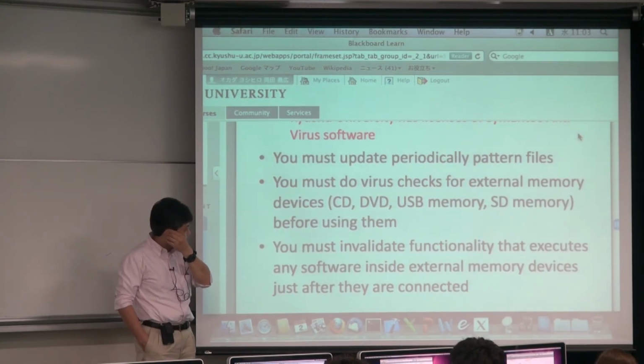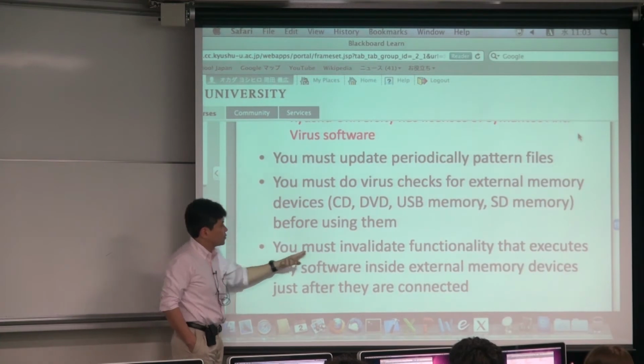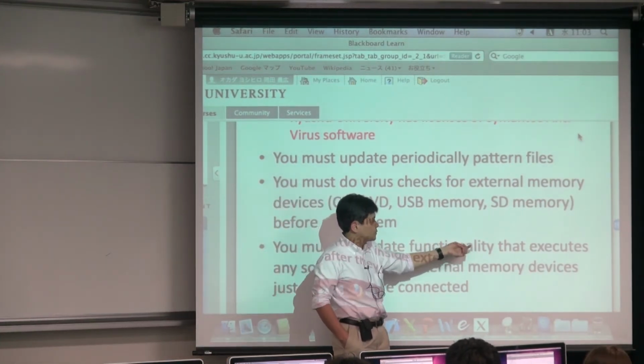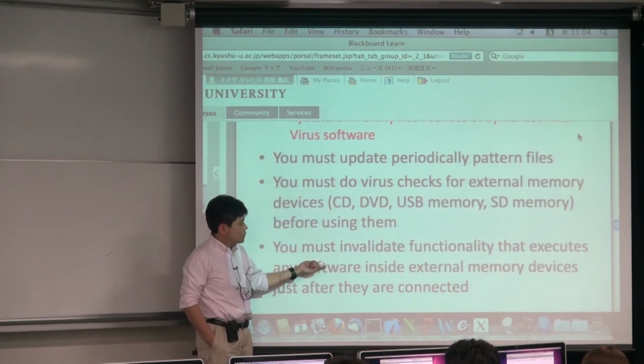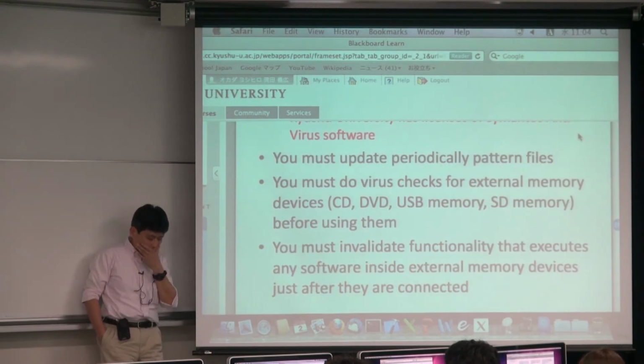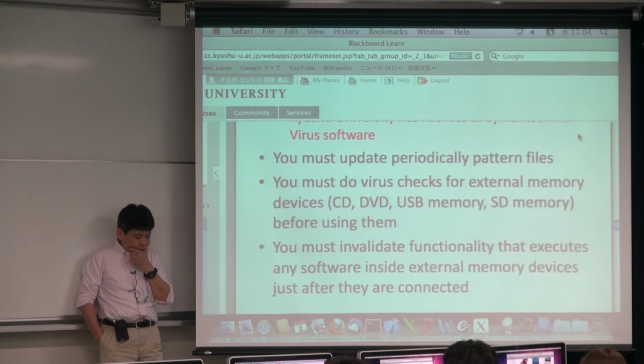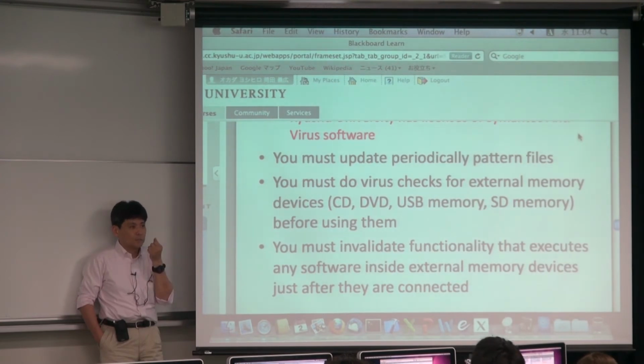And this is also important. You must disable functionalities that execute any software inside an external memory device. In fact, a USB memory has some software to provide convenient functionalities, for example encryption software and so on. However, some virus software may be located in your USB memory. Sometimes just after you connect your USB memory to your PC, such software is automatically executed.